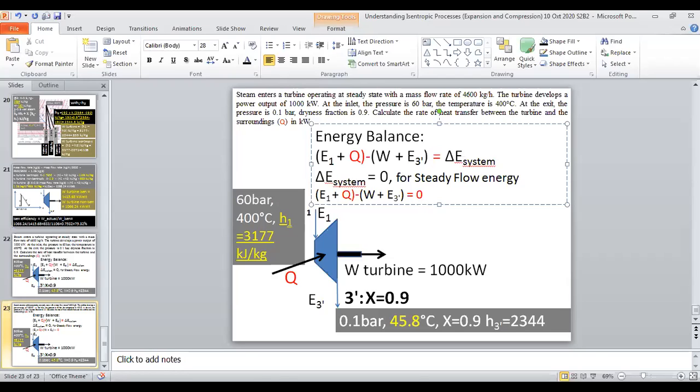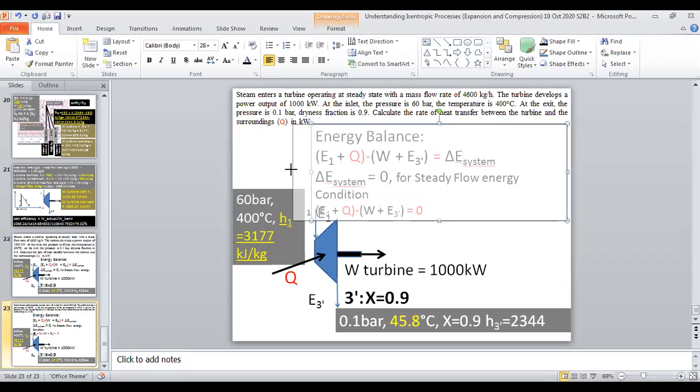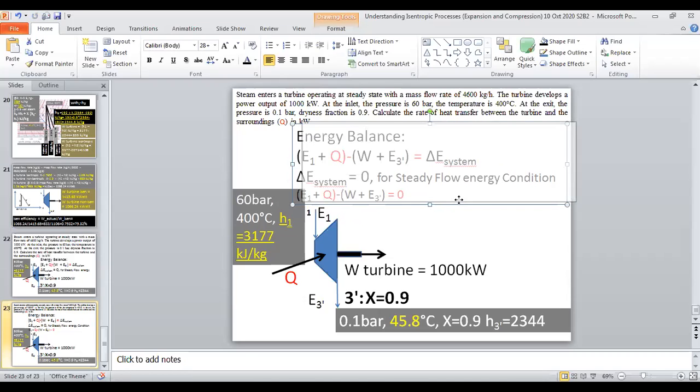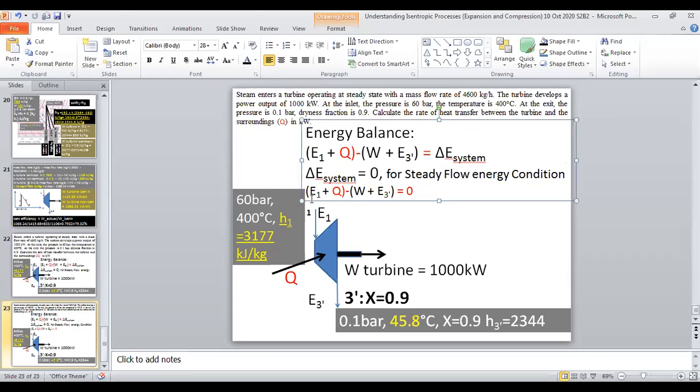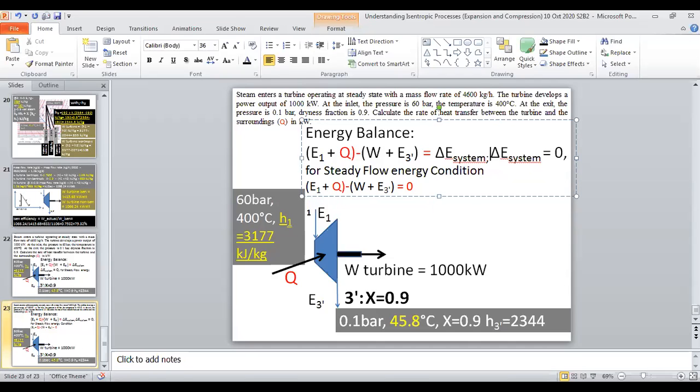Heat leak, we consider the arrow direction Q towards the system. So if this is the case, then for the steady flow energy condition, delta E or the energy rise becomes 0. This is the situation. Delta E of the system is 0 for the steady flow energy condition.